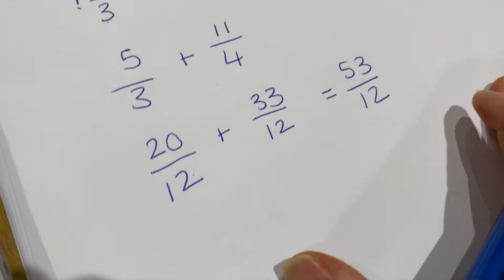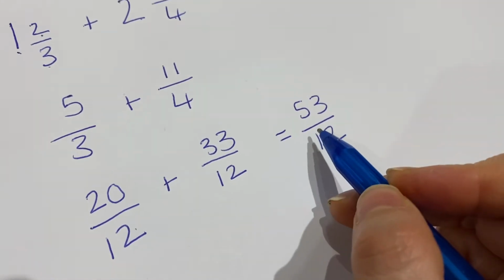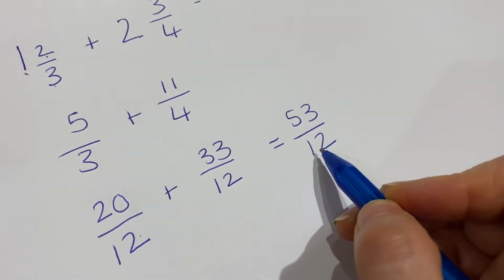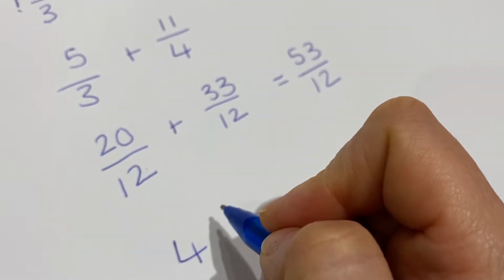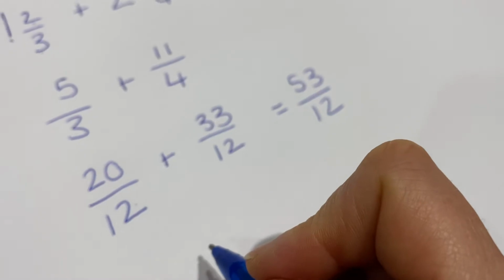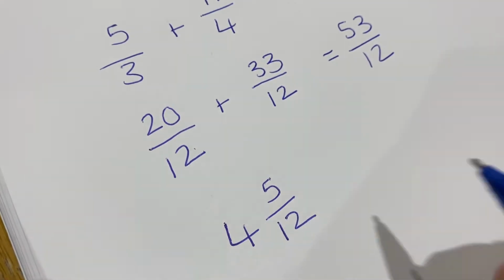Well, we can see that that's a pretty top-heavy fraction, so I need to do something about that. How many 12s go into 53? I know that 4 12s are 48, so that's 4 whole ones, and 53 minus 48 is 5, so I've got 4 and 5 12ths.